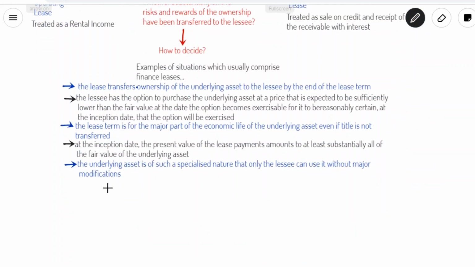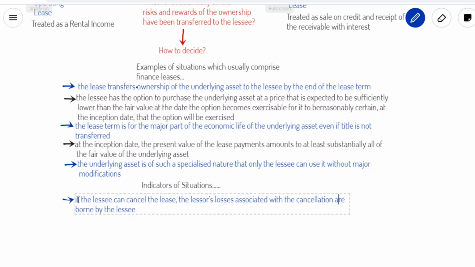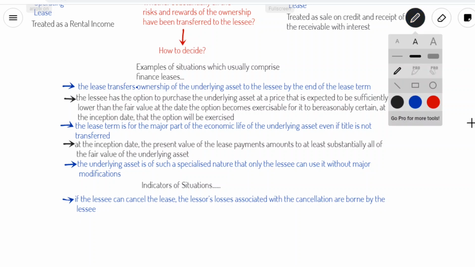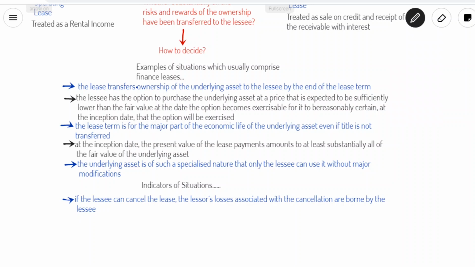Now these were the examples of situations which are very likely to lead to a lease being a finance lease, but there are some additional indicators of situations that individually or in combination could also lead to a lease being classified as a finance lease. And these are, firstly, if the lessee can cancel the lease, the lessor's losses associated with the cancellation are borne by the lessee, which means it is basically a restriction on cancellation on lease by the lessee. If the lessee cancels that lease, the lessor's losses will also have to be borne by the lessee, which means the lessee is actually acquiring additional risk and rewards related to that asset.